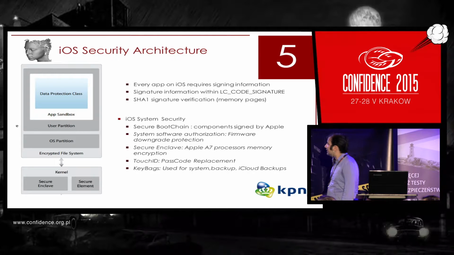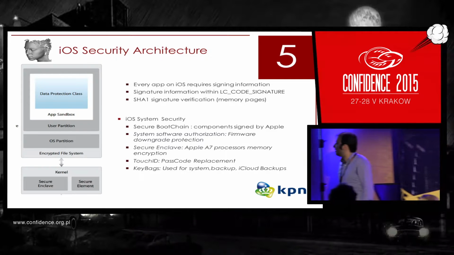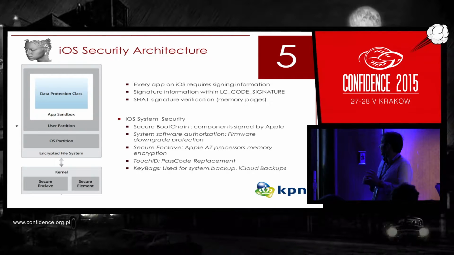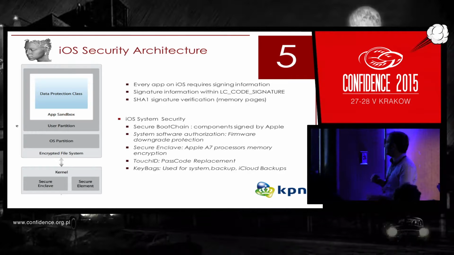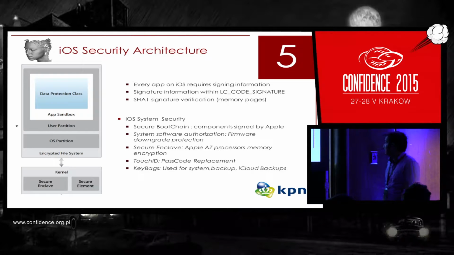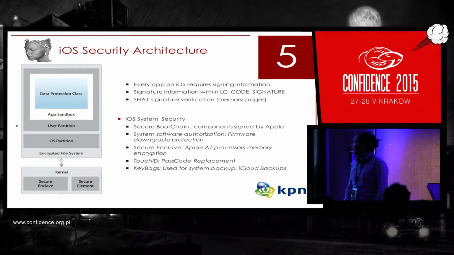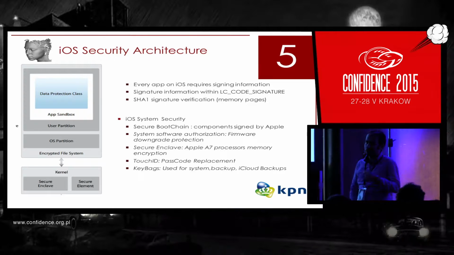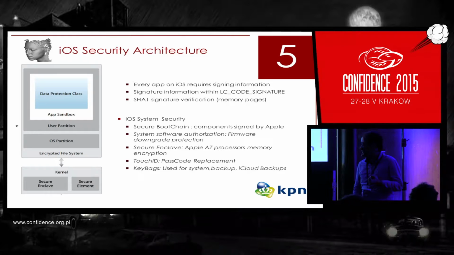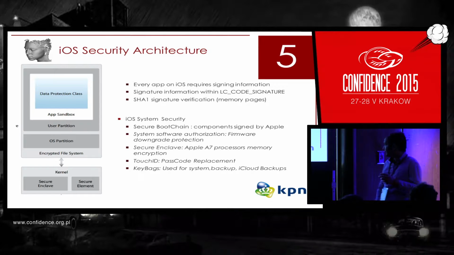The iOS security architecture looks like this. We can analyze two major components. One is the user space. The second one is the kernel space. The user part consists of the application sandbox, user partition, and operating system partition, all within the encrypted file system. And the kernel part consists of the secure enclave and security elements.